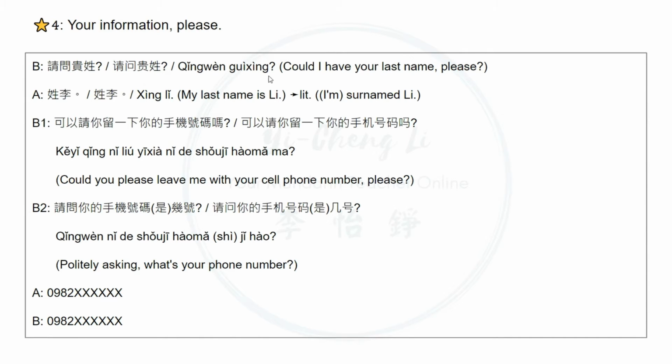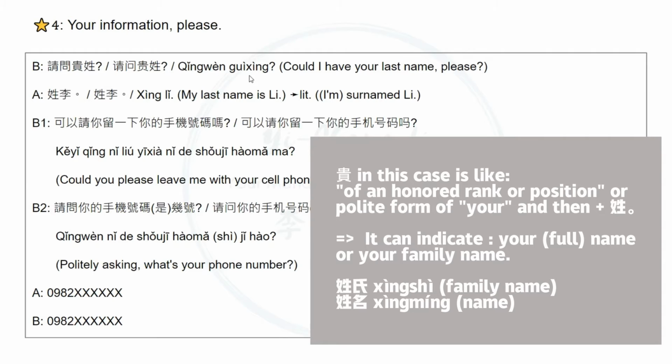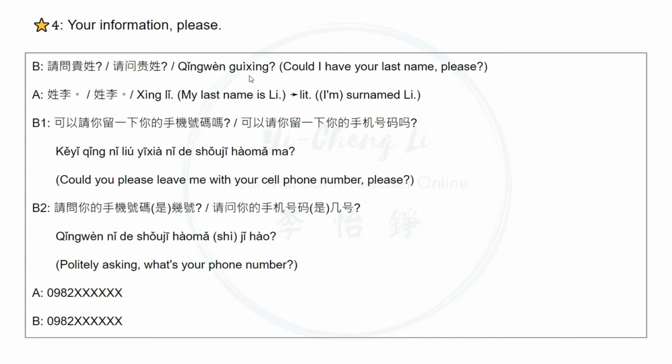请问贵姓? So 姓 can mean the family name, and why do we need to add the word 贵? It can mean expensive, but in this case it's a cultural thing, because we think we should use a politer form to talk to you or mention your last name. So 贵姓 is a very polite way usually used in the service industry when talking to the customer. 请问贵姓? Literally it is politely asking what's your last name. But in English, maybe it's more like, could I have your last name, please?